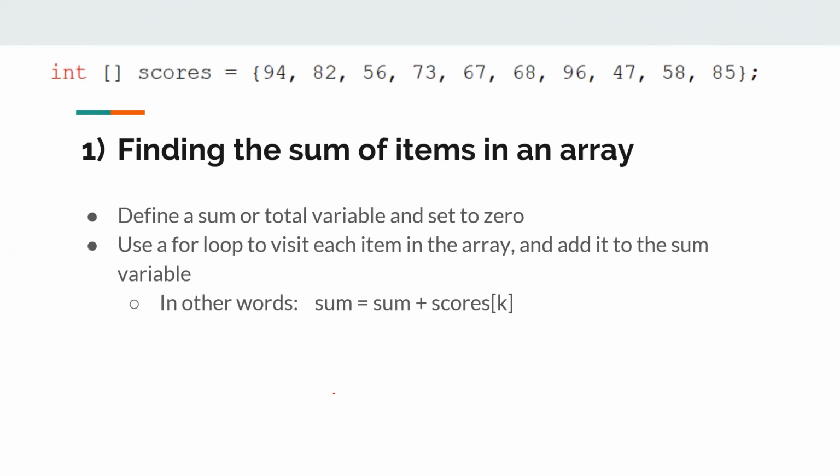So you all know, I think, at this point, how to calculate the sum of the items in an array. That would be adding up all these values together. You make a sum or a total variable, set it equal to 0, and use a for loop to visit each item in the array and add it to the sum. So you say something like sum equals sum plus scores of k.